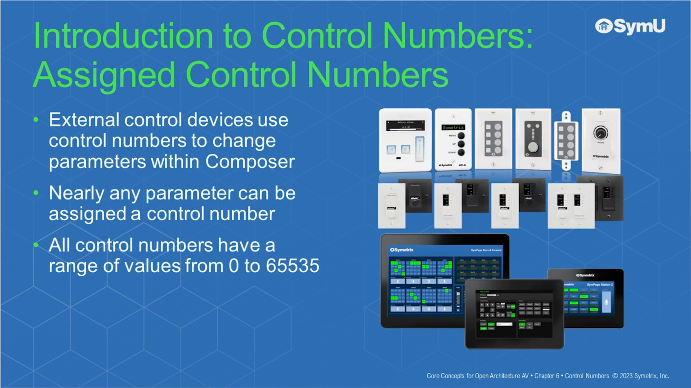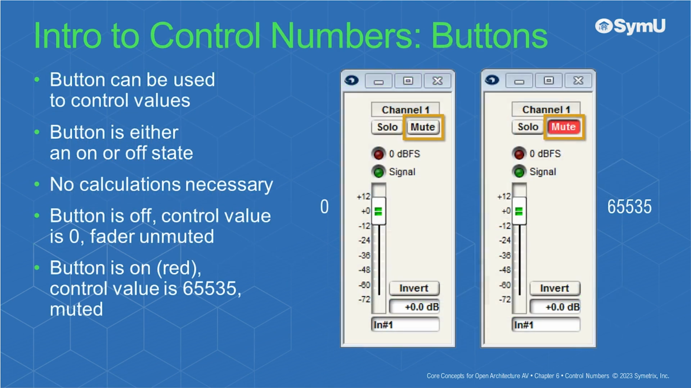External control devices use assigned control numbers to change parameters within Composer. Nearly any parameter can be assigned a control number, and all control numbers have a range of values from 0 to 65535. On the opposite side, a button is either an on or off state, no calculations are necessary. When the button is off, the control value is 0 and the channel is unmuted. When the button is on, and is red, the control value is 65535 and the channel is muted.